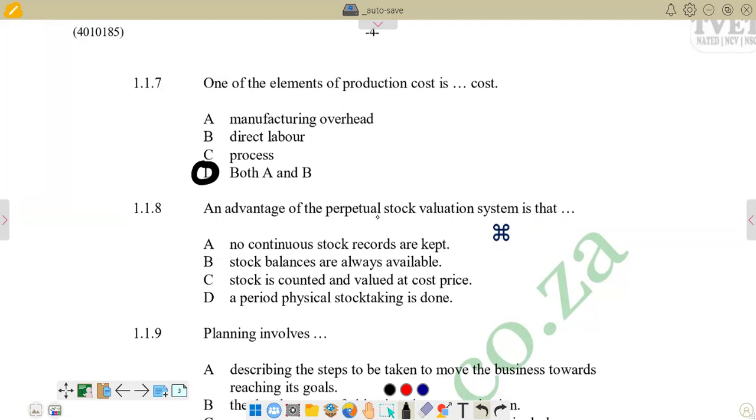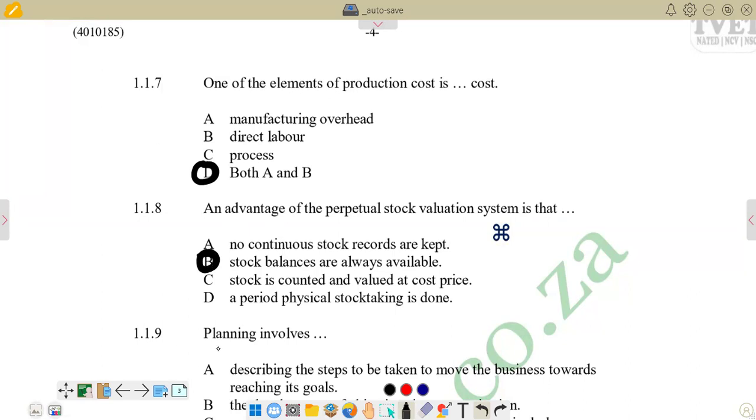But if you go through according to perpetual stock valuation, you would see that the most appropriate that we have there is B, which is stock balance is always available. It's because perpetual stock valuation is done throughout the period. So we've got B as the most appropriate that we have there.